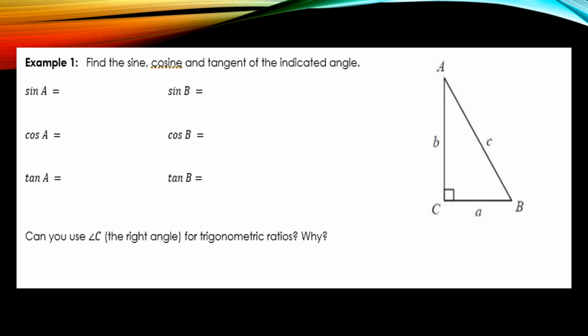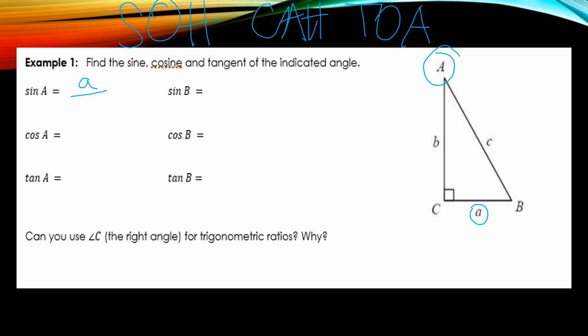What that means is that you're going to be looking at angle A when you're setting up these ratios. Okay. So sine, remember, it's SOHCAHTOA. Sine is equal to the opposite leg over the hypotenuse. So from angle A, side A right here is the opposite, and the hypotenuse will always be C.